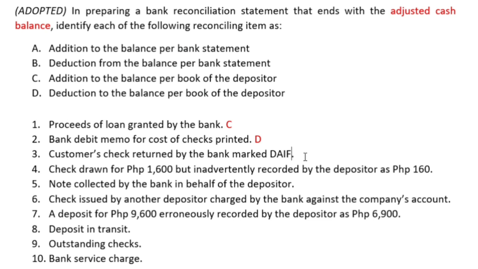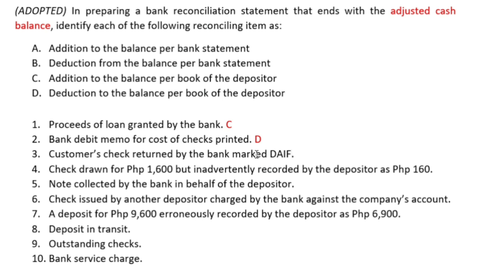Eto, customer check na ibinalik ng bangko, marked DAIF. Customer, so ikaw yung seller, ibig sabihin may pumasok sa'yo na cheque. Sa'yo, alam mo na meron kang cheque na natanggap. And when we receive check, it is as good as cash. So, sa record ng depositor, dinagdag na ito. Nag-debit na siya ng cash and credit accounts receivable for that purpose. And then, pinasa niya na ito, finorward niya na ito sa kanyang bangko para maideposito. Ibinalik sa kanya ng bank kasi drawn against insufficient fund. Kulang daw yung pondo. So, anong magiging effect nito?